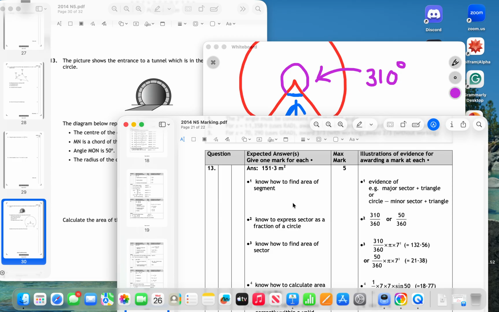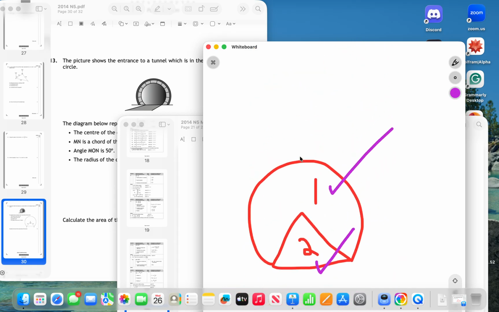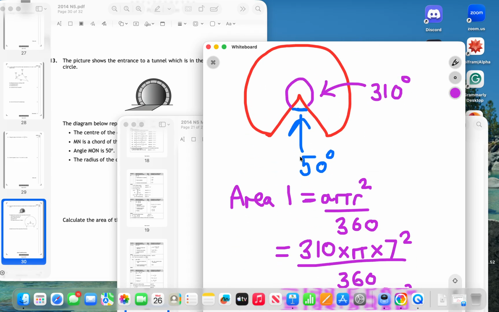Know how to find the area of the segment. So something like this, and evidence of at least attempting to calculate the first area, then the second area, then adding them. Even if the maths is wrong, just knowing to do that gets you 1 mark.